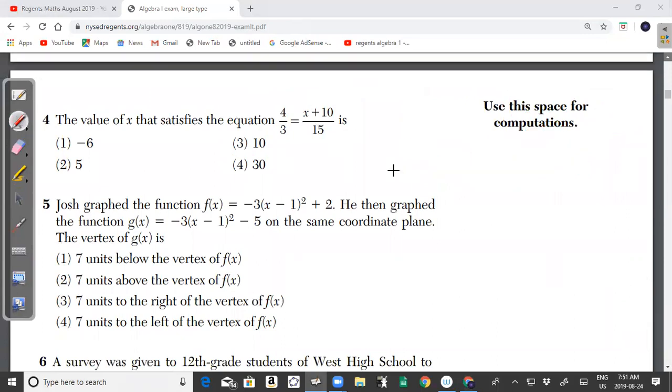The value of x that satisfies the equation. Of course, you can solve this equation algebraically and find the value for x, or you can substitute these different values into the equation, using the calculator to see which one of these values will make the left-hand side equal to the right-hand side. But I'm just going to solve it algebraically just for you guys to see how you can solve this equation here.